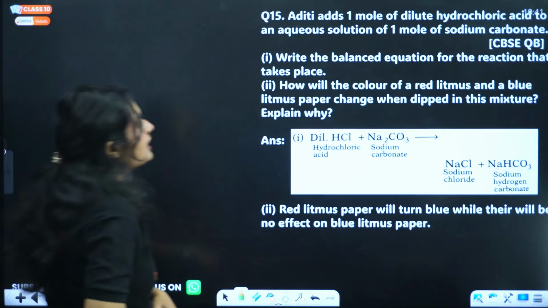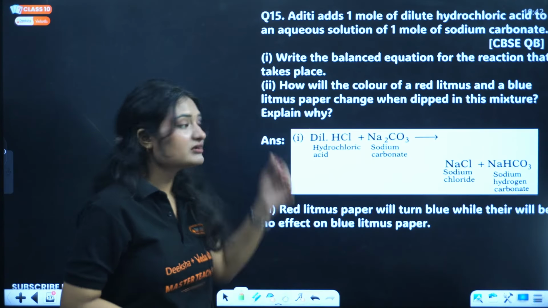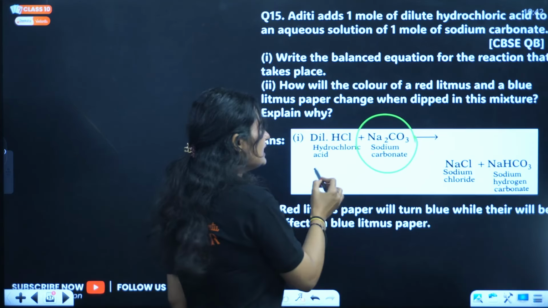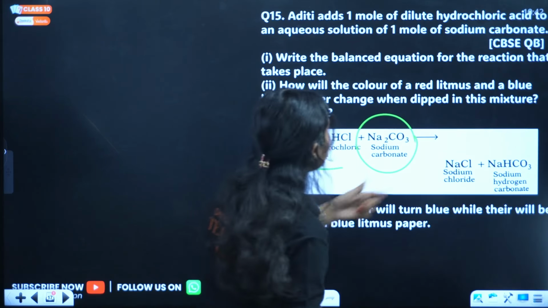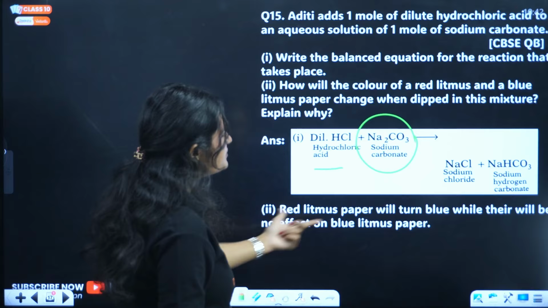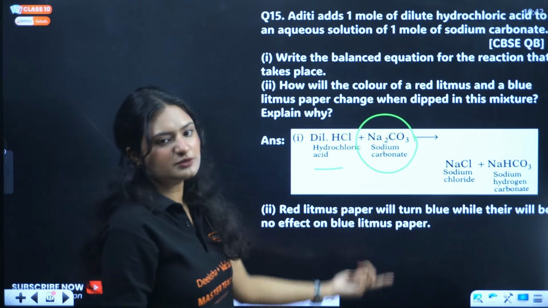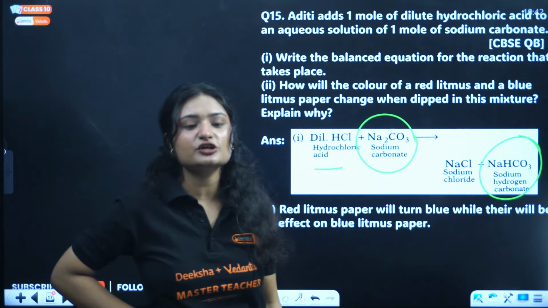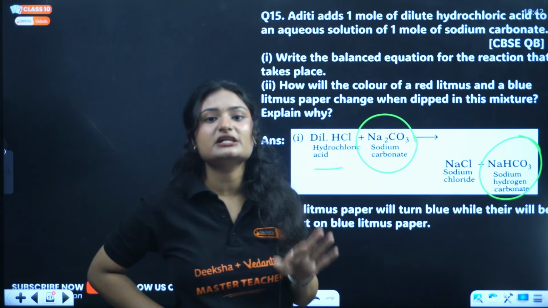Next question. Aditi added 1 mole of dilute hydrochloric acid to an aqueous solution of 1 mole of sodium carbonate. Now write the balanced chemical equation. So when you have sodium carbonate and you add dilute HCl to it, what do we get? A salt plus sodium hydrogen carbonate. So this is the balanced chemical equation and the color change. So red litmus paper will turn blue. Why? Because we are getting a base out of it. Second, there will be no effect on blue litmus paper. Okay, because we are getting a base, and this base will convert the red litmus into blue. And there will be no effect on the blue litmus paper.